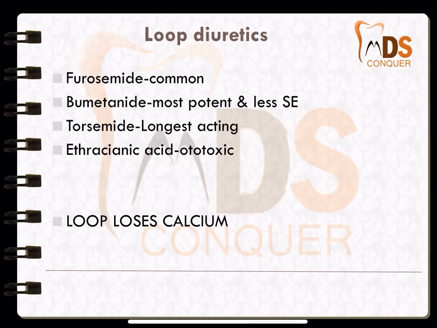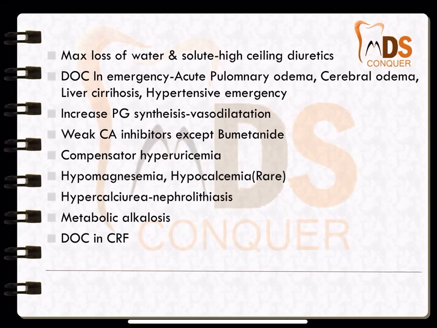Next, loop diuretics. Loop diuretics lose calcium, a very important point. Furosemide is a common drug which is used. Ethacrynic acid is ototoxic, very important. The most potent is bumetanide. So these are again important points related to it.